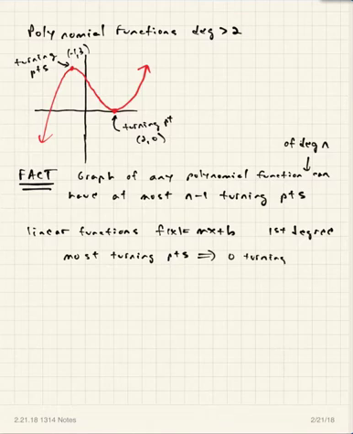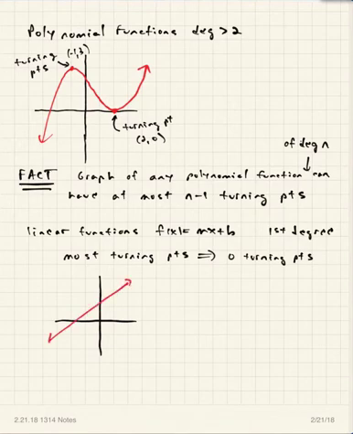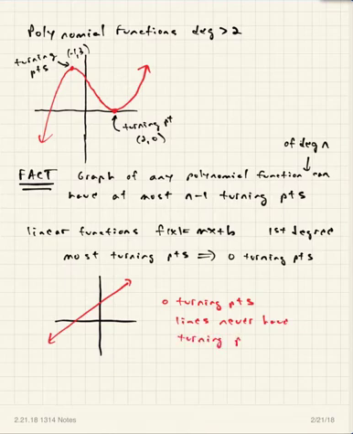And that makes sense, doesn't it? Because a linear function, what kind of a graph is a linear function? It's a line. And so lines never turn, do they? There's no turning points in a line at all. So they have 0 turning points. Lines never turn. So that really fits in very well with that fact that I wrote down, that polynomial functions of degree n can have at most n minus 1 turning points. All right, so that's linear functions.